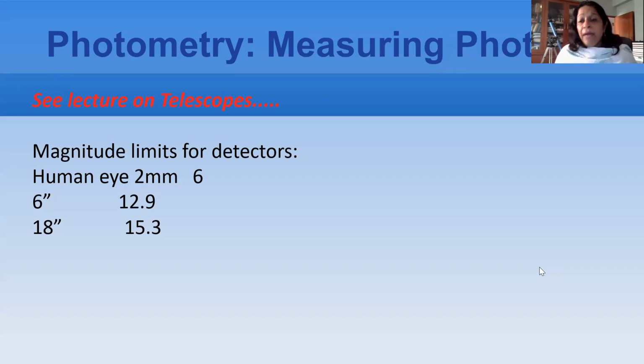But let us see what the magnitude limits are for detectors. For the human eye, with a pupil size of, say, 2 millimeters, which could vary from 2 to 5 millimeters, it gives you 6th magnitude. That's the faintest you can see, and that too when the sky is very dark and very good. If you go for a 6-inch telescope, you typically go to about 12.9, or 13 magnitude. With an 18-inch telescope, you'll go up to about 15th magnitude.